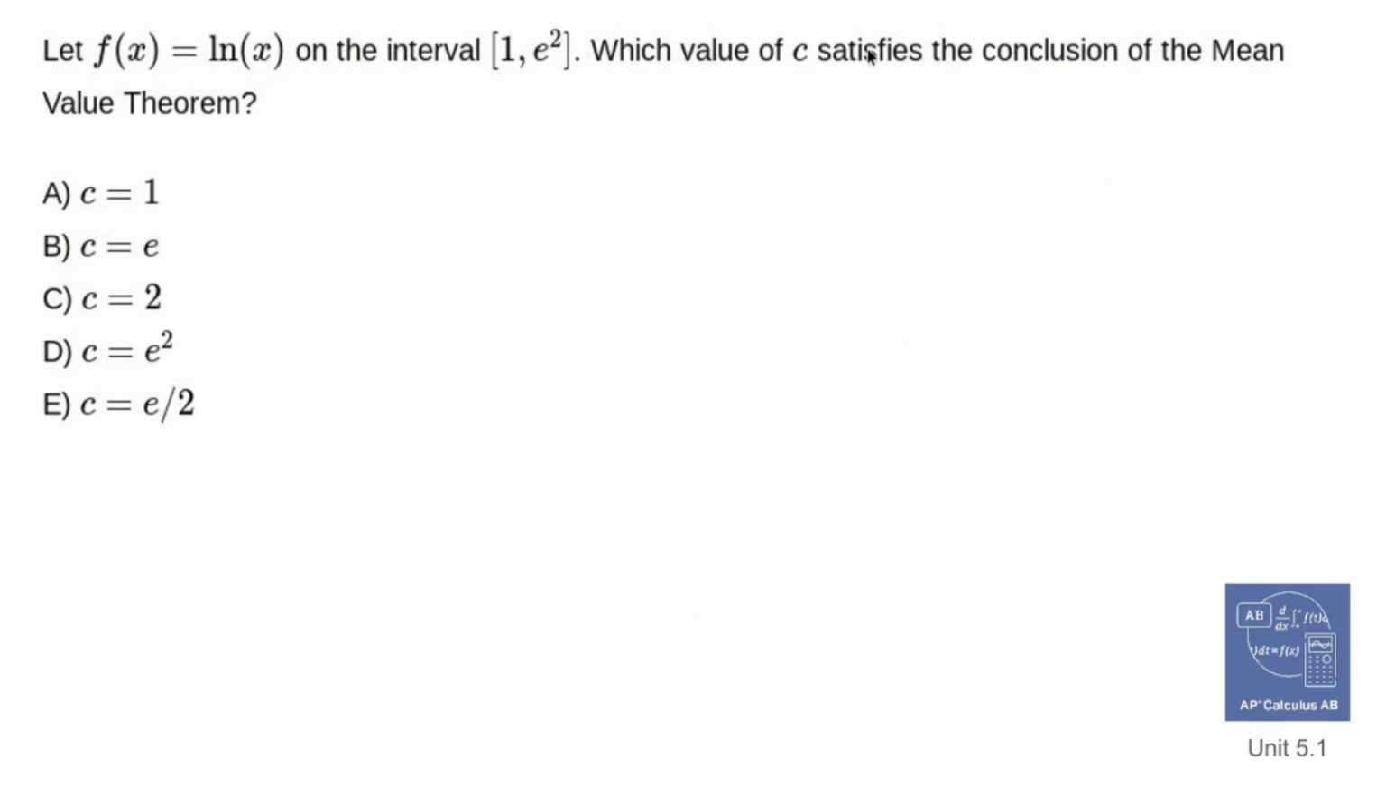Let f of x equal ln of x on the interval [1, e squared]. Which value of c satisfies the conclusion of the mean value theorem? Well, the mean value theorem says that there exists some c in the interval such that f prime of c is going to be f of b minus f of a over b minus a. Hello, old average rate of change formula.